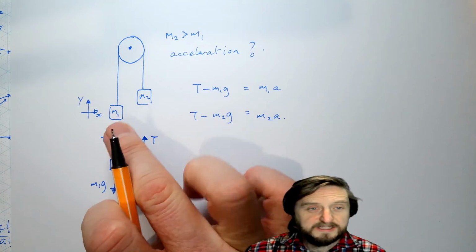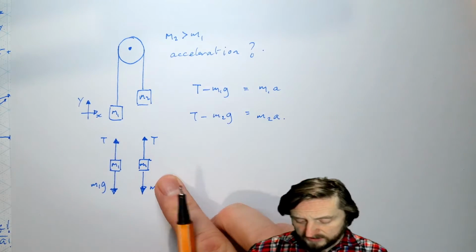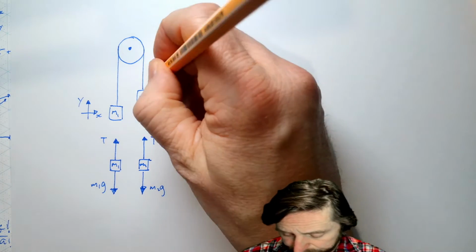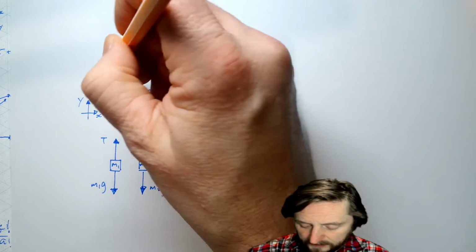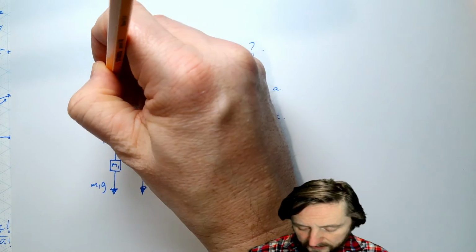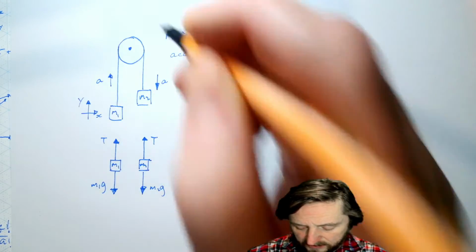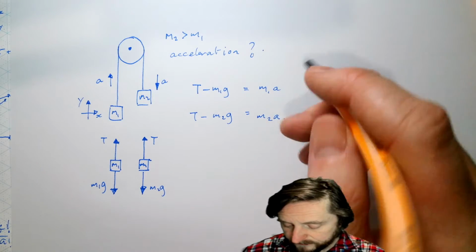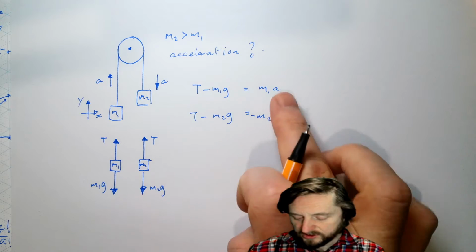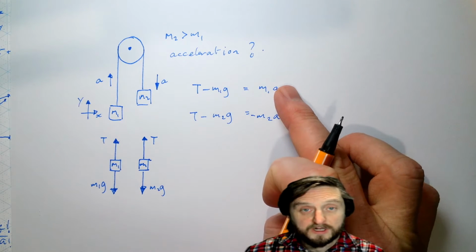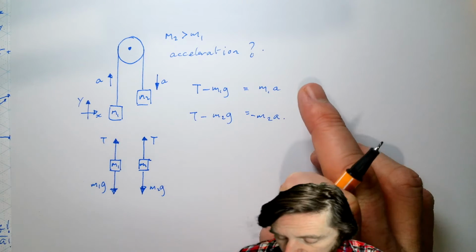This one, I said, is heavier than this one. So this is the one that is going to go down. So I'm going to call this one A in this direction. And this one's acceleration is going to be in this direction. They're going to be opposite. So M2 is going to have a negative acceleration and M1 is going to have a positive acceleration.